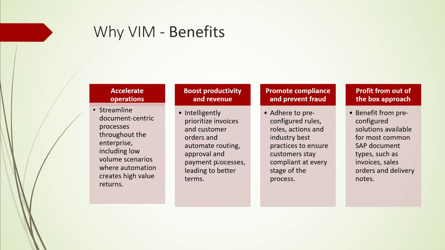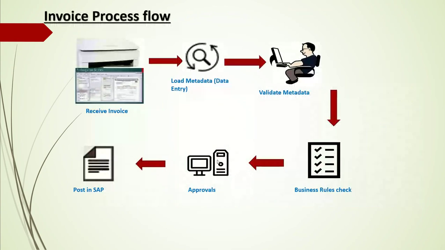What are the invoice processing steps involved in a vendor invoice process, and how will it be catered in VIM? We'll see that. This is a basic process where you receive an invoice, then somebody will do the metadata load or data entry part of it. Somebody will validate the data entry. After the data entry is validated, there will be some business rule checks, that means whether all the fields are populated and the required information is available in the invoice or not. Somebody will review these rule checks and approve it, and then it will be posted in SAP. So this is a very basic generic vendor invoice process.